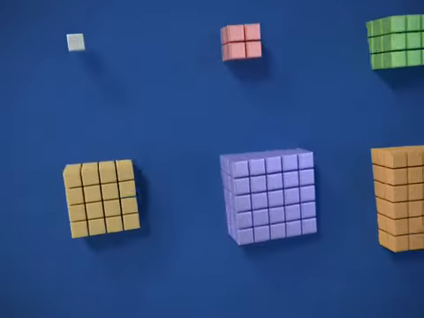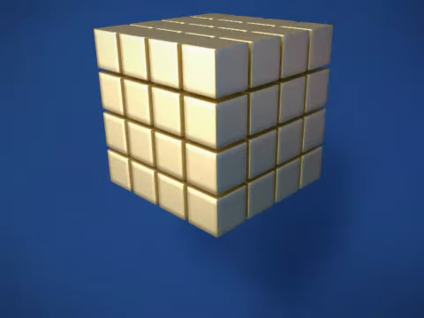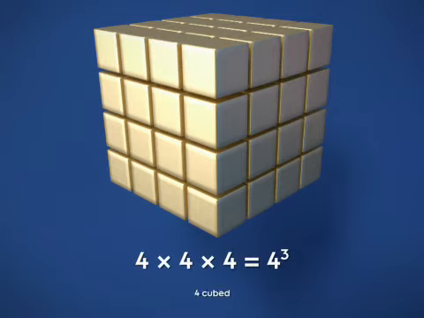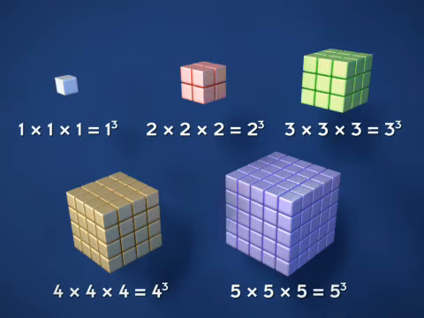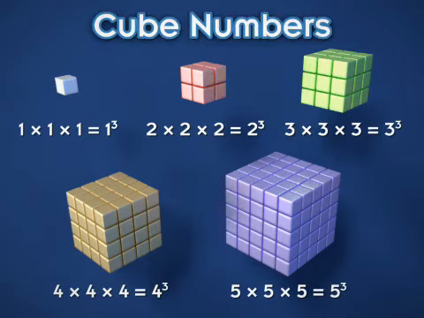A 4 by 4 by 4 arrangement of unit cubes forms this larger cube. 4 times 4 times 4 is 4 to the power of 3, or 4 cubed. Whenever we multiply 3 equal numbers, we can represent the product with a cube. So any power with exponent 3 is a cube number.